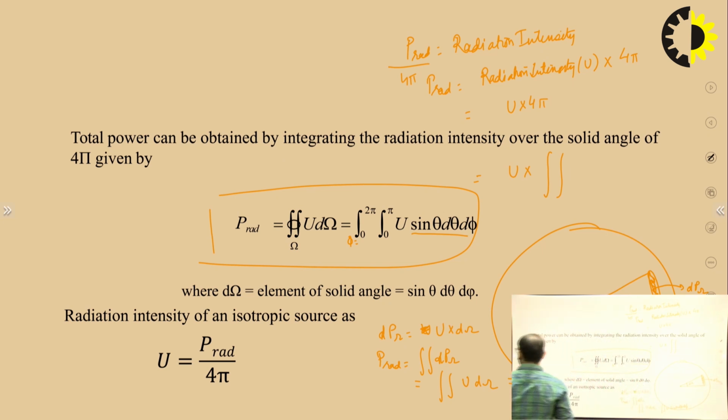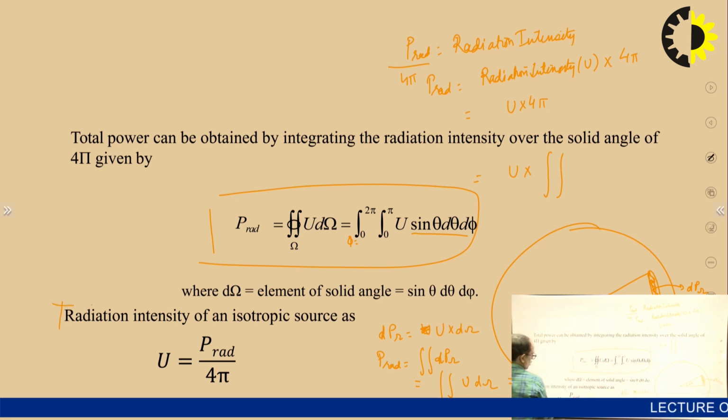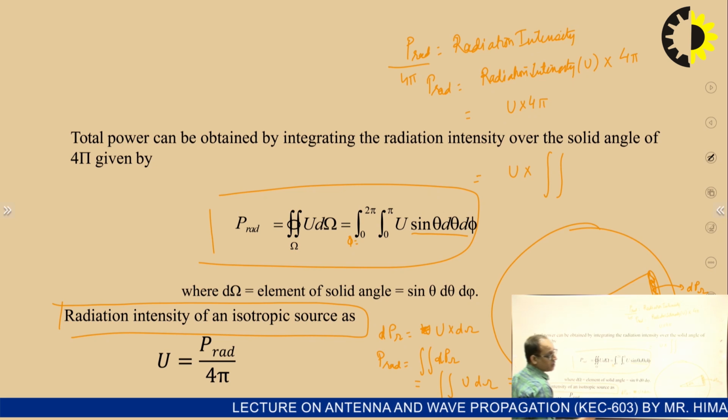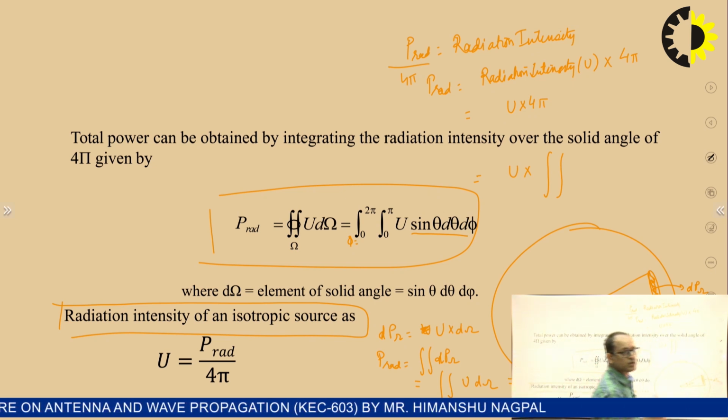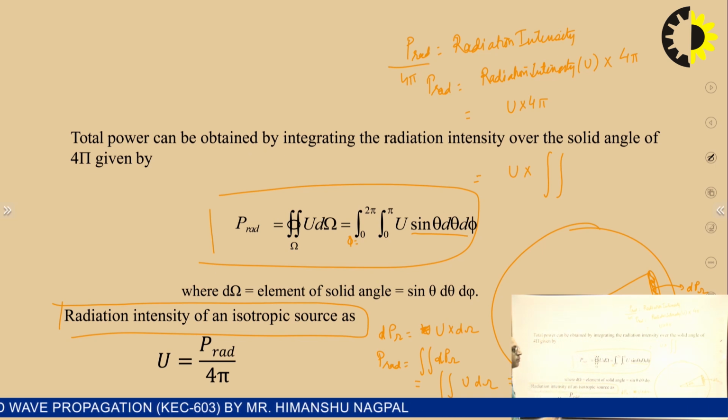If I want to calculate the radiation intensity of an isotropic source, that will be equal to U. For the isotropic source, how many steradians will be there? 4 pi steradian. So that is a 4 pi solid angle, means per unit solid angle, the radiation intensity is equal to P radiated divided by 4 pi.